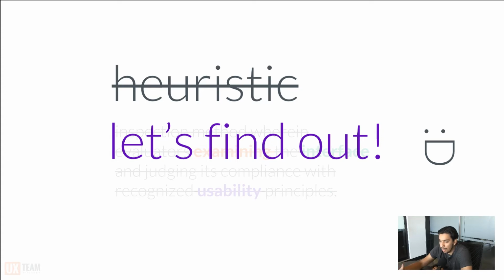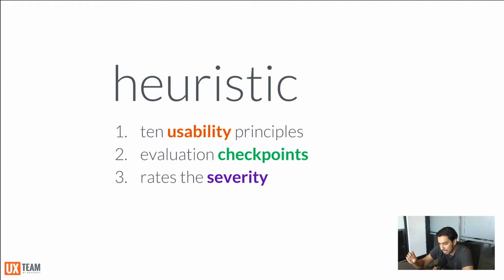So that's a heuristic evaluation, and the way it's done, we will have these 10 usability principles on a questionnaire, and we're going to have at least 5 evaluation checkpoints within those usability principles, and the evaluator will rate the severity of the checkpoint with a value from 0 to 5, and it can pass or it can fail the rating.